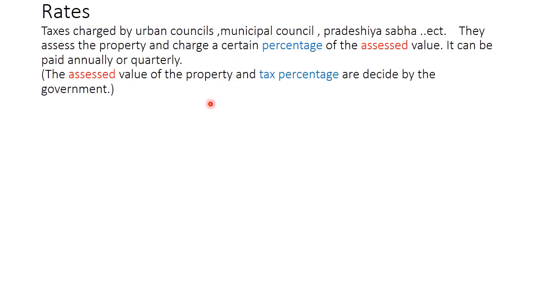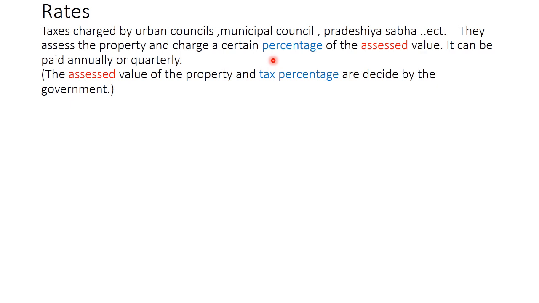Now, as an example, think of Galle Municipal Council. They charge rates from the people living in that area, the owners of the properties located in that area. How to calculate that? The municipal council assesses the value of each and every property. That is not the selling price or market price. That is only for these rates. It is called the annual assessed value, the value given by the municipal council.